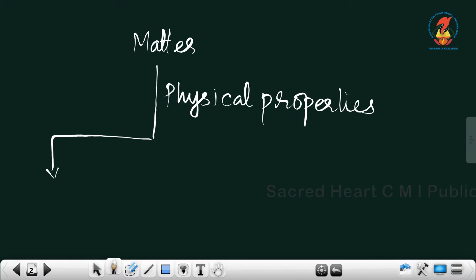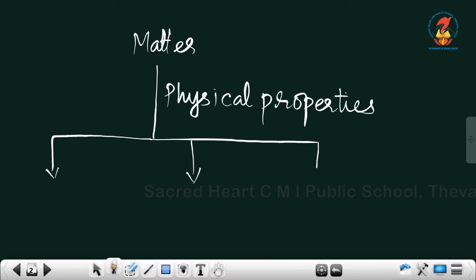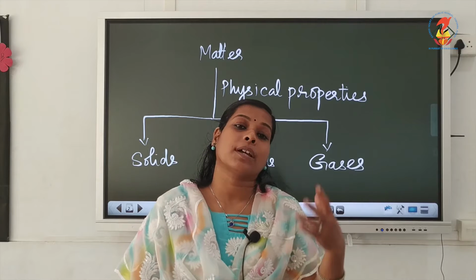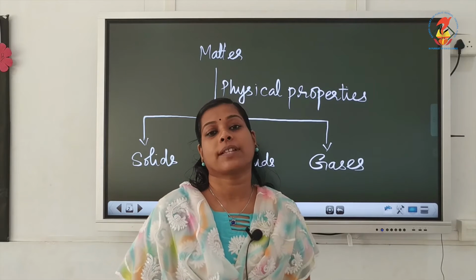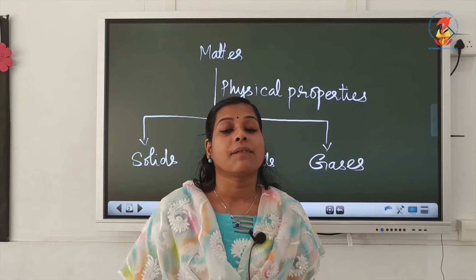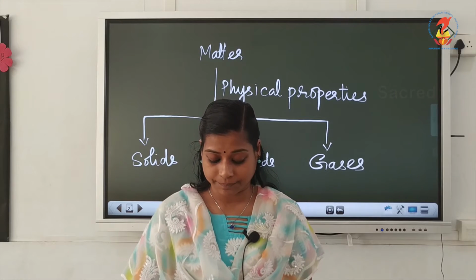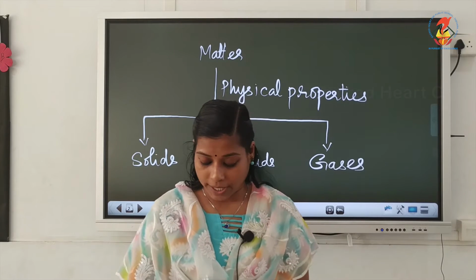Based on the physical properties, matter is classified into three: solids, liquids and gases. One by one we can see all three different states of matter. Before moving into the characteristics of the three states of matter, first of all we have to see some important terms we are using. Okay, first one is volume.